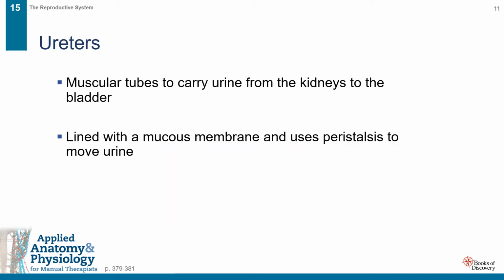The ureters are the muscular tubes that carry urine from the kidneys to the bladder. They are lined with a mucous membrane and they use peristalsis to move urine.